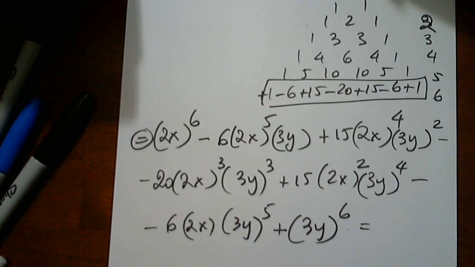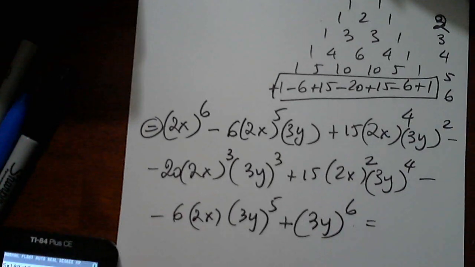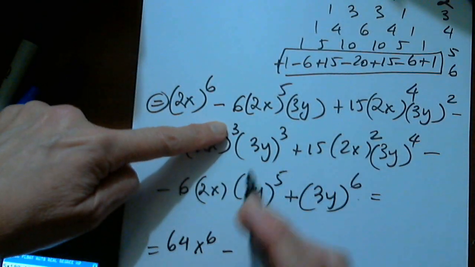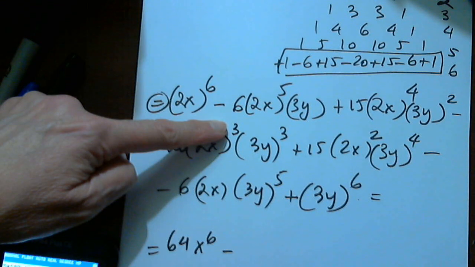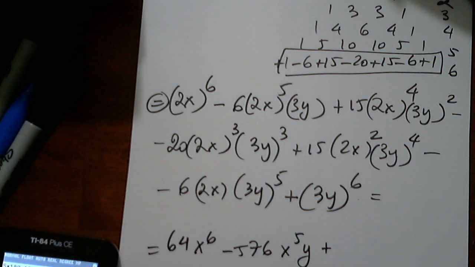Where is my calculator? So, I don't need the calculator for that, but I need to prepare for the rest. So I know that this is 64 x to the 6th, minus I have 6 times 2 to the 5th, which is 32, times 3, 576 x to the 5th times y, plus I have 15 in front times 2 to the 4th, which is 16, times 3 squared, which is 9.